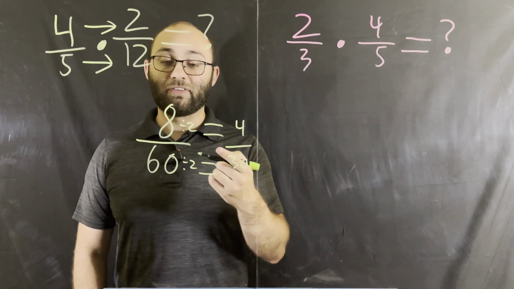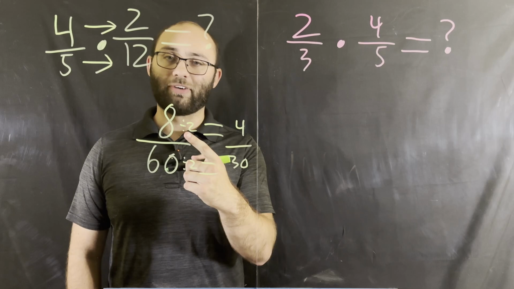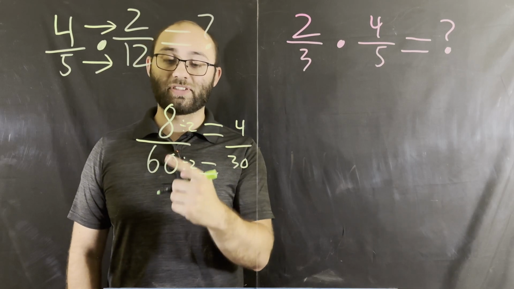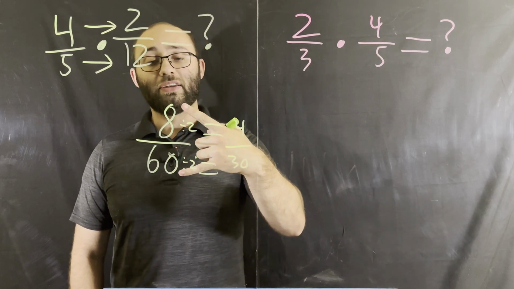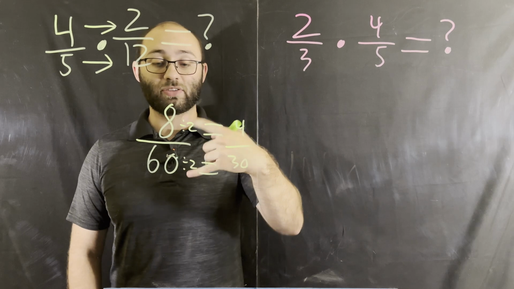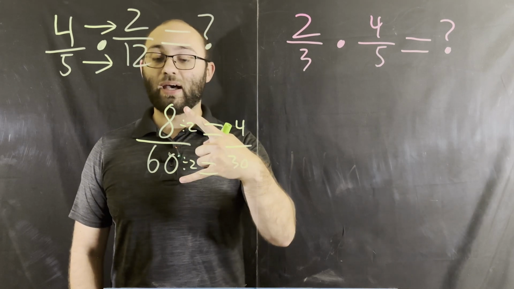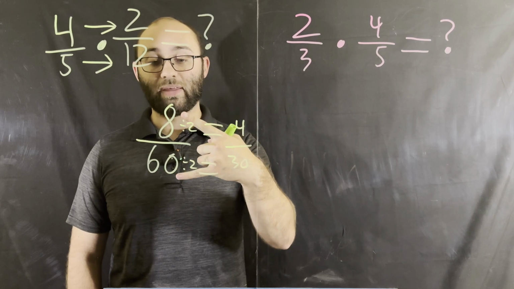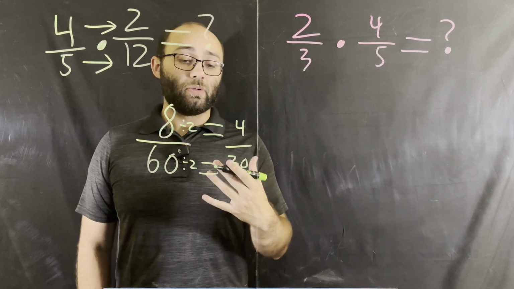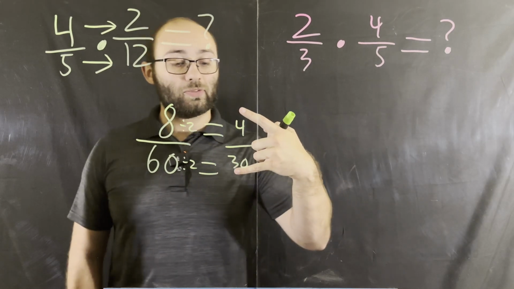4 also goes into 8 and 60, so we could have divided this by 4 instead. Okay, let's move on to 5. 5 works for 60, but not for 8. 6, once again, works for 60, but not for 8. 7, neither of them are divisible by 7, so that doesn't work. 8 works for the top, but not the bottom. And 9 doesn't work for either of them either. So we get to this point here, 4 and 30.